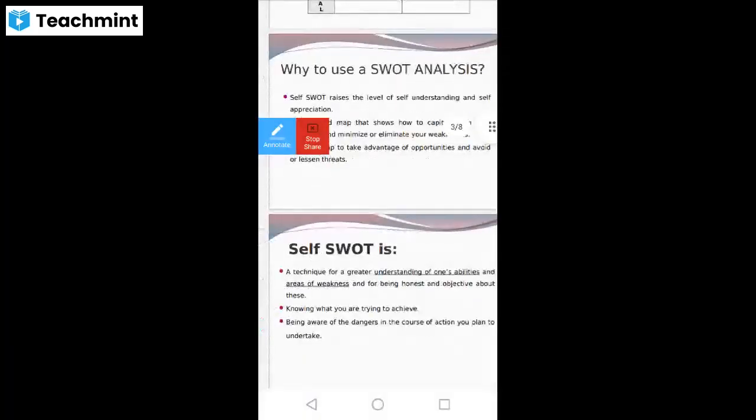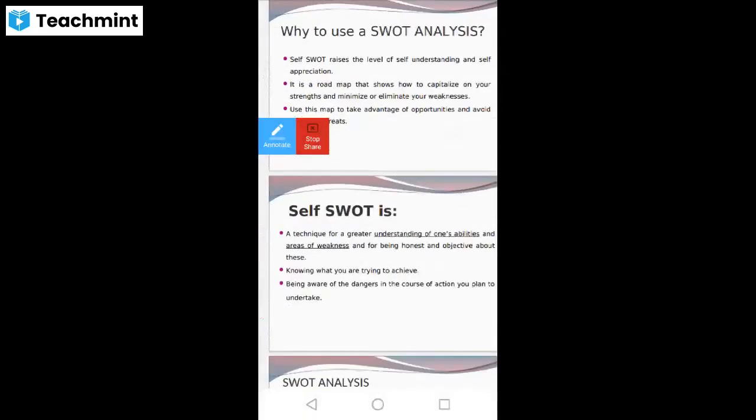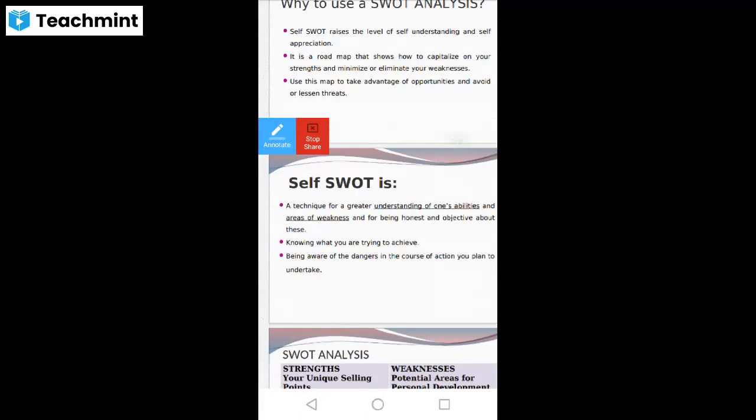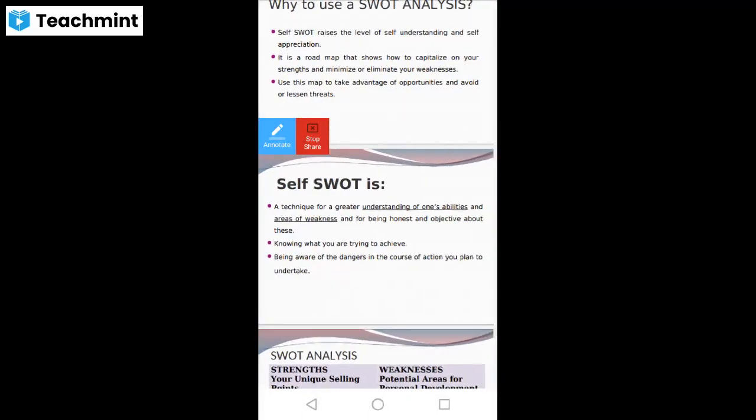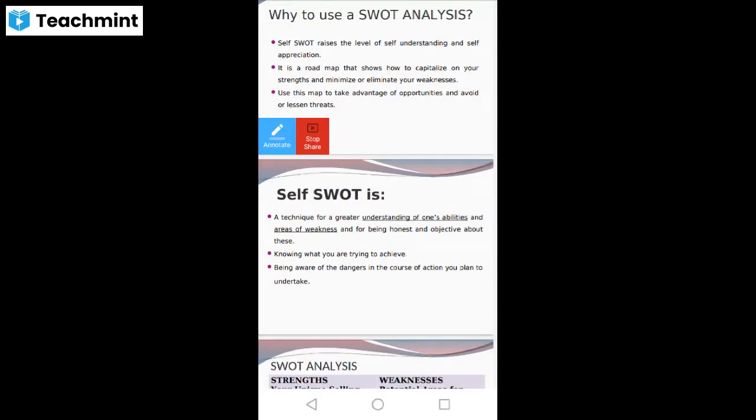Now look at it. Self-SWOT is a technique for a greater understanding of one's abilities and areas of weakness, and for being honest and objective about these. Look at this one. You have to be honest when you analyze yourself. When you analyze weaknesses and strengths, you have to be careful. You have to be honest.